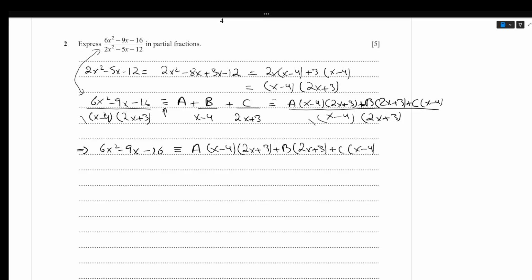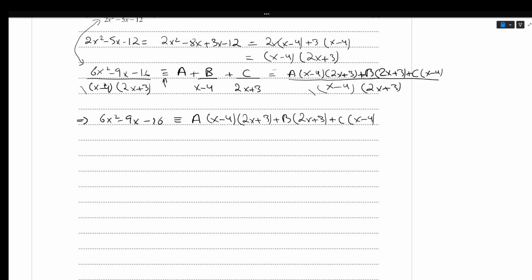This is true for all the values of x, and we pick some values of x to find a, b, and c. We can choose any value, but we need to be smart with that so that it is easy for us to find a, b, c. I choose x is equals to 4, which gives 6 into 4 square minus 9 into 4 minus 16 identical to a into 0 plus b into 2 times 4 is 8 plus 3 is 11 plus c into 0. So this cancels out a and c from the equation.